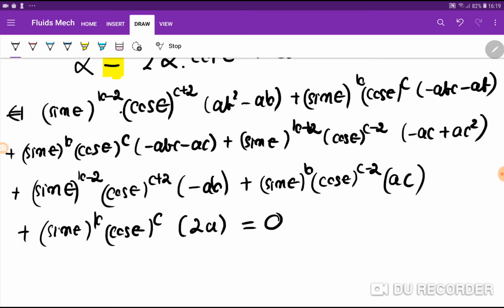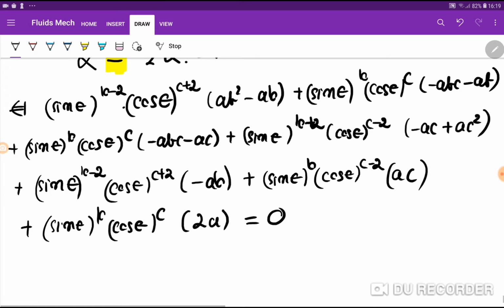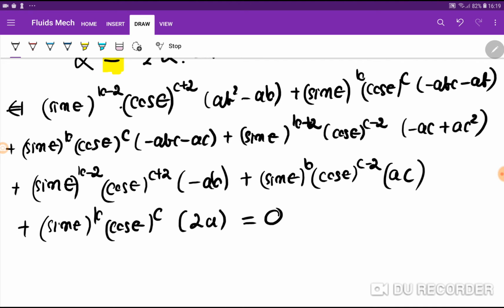So how are we going to do this? At first I think we're going to find the simple case first. How do we find a simple case? We know that a cannot be 0. Let me call this equation 10.